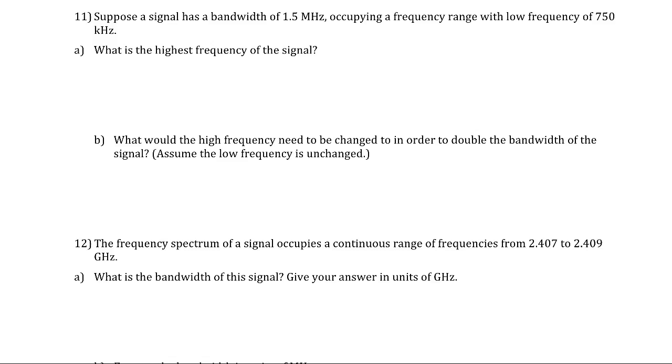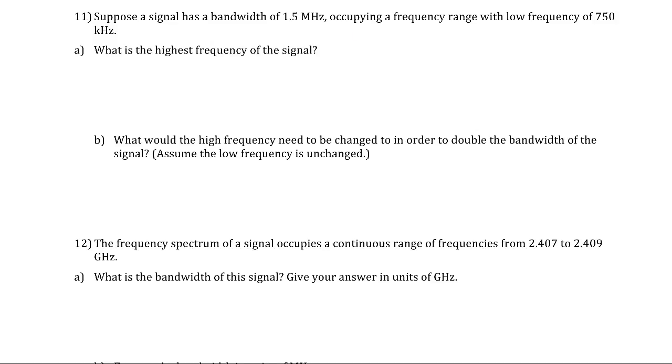Well, you can kind of do this in your head: 1.5 megahertz is 1500 kilohertz. And so if we're going from 750 as a low frequency, and then the bandwidth is 1500 kilohertz, then the high frequency is going to be 750 plus 1500, or 2250. So we can kind of guess, it'll be 2.25 megahertz. So let's draw a picture though first, and see what we've got here.